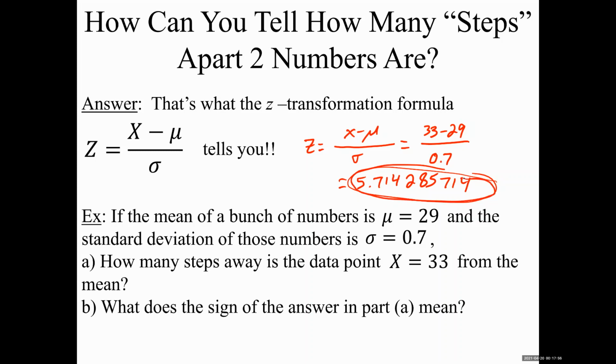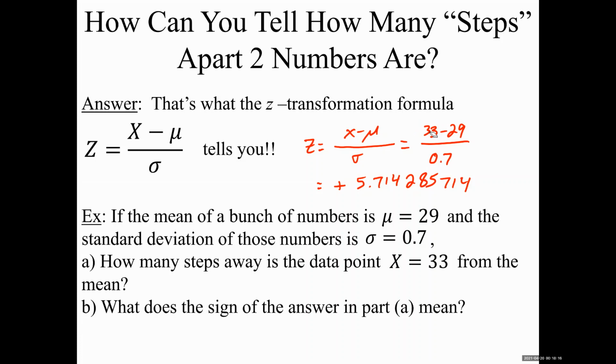Okay, so that's the answer to part A. How many steps apart are they? They're 5.714, whatever steps apart, and they're far apart. And what does the sign of the answer mean? This time the answer is positive. So sometimes you get a positive answer, sometimes you get a negative answer. And again, the only reason we're getting a positive is because this first number is bigger than the second. So when we subtract on top, we get a positive.